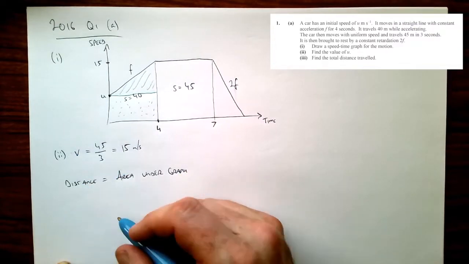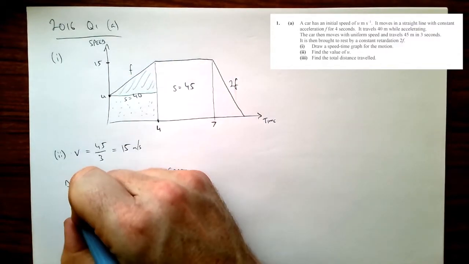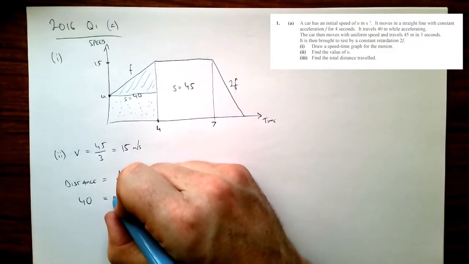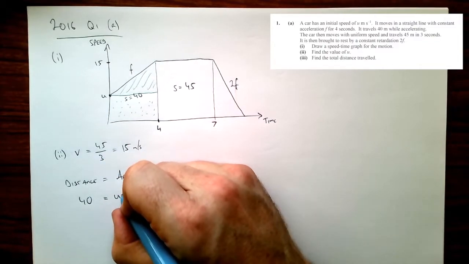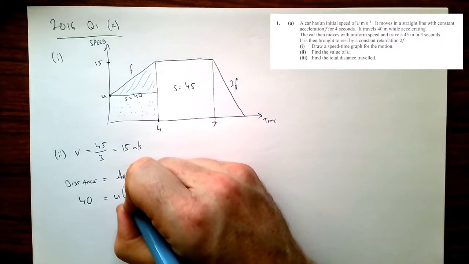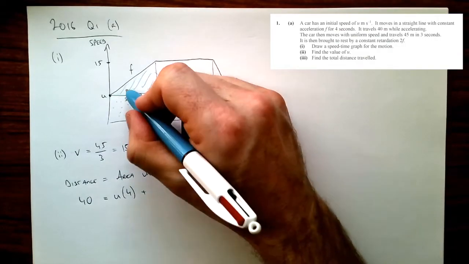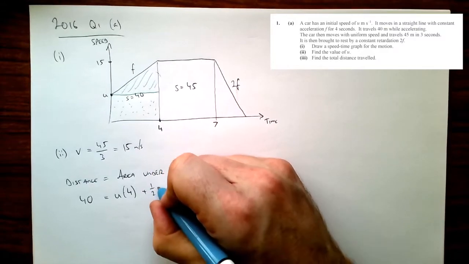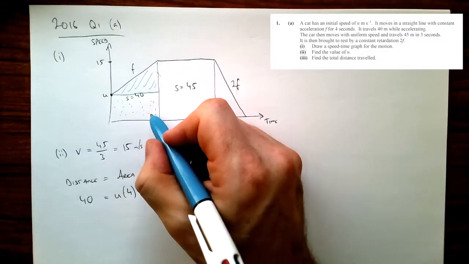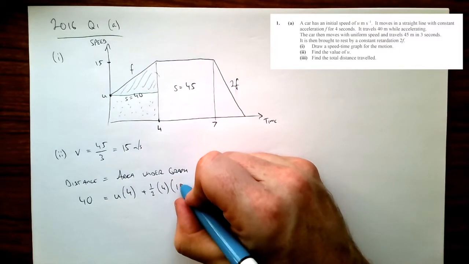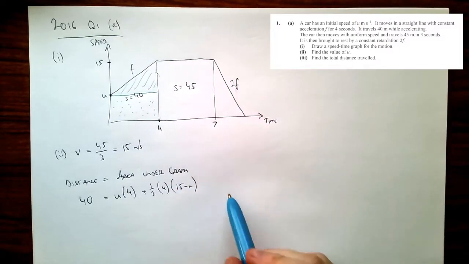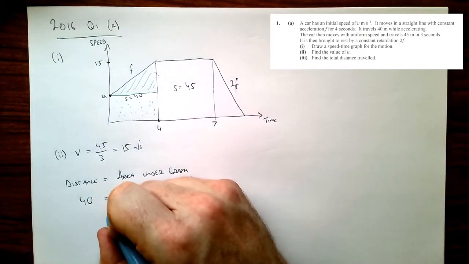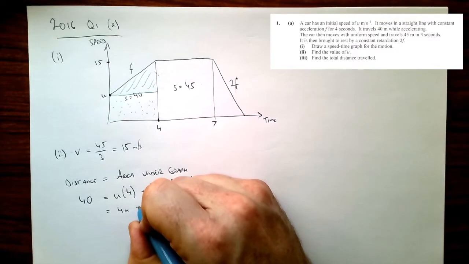So distance is the area under the graph, which means that this 40 here is equal to u by 4, plus the little triangle. And that is going to be half the base, which is 4, by the height, which is just a little bit annoying, it's 15 minus u. Let's have a quick peek. I only see one unknown, so this is going to come out nicely. A little bit of housekeeping. 4u plus 2.